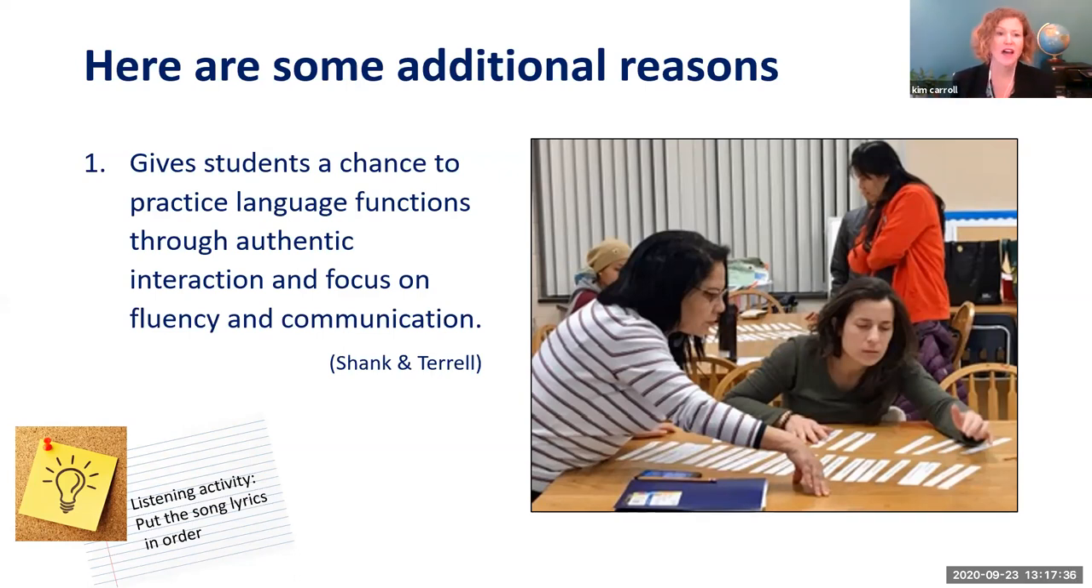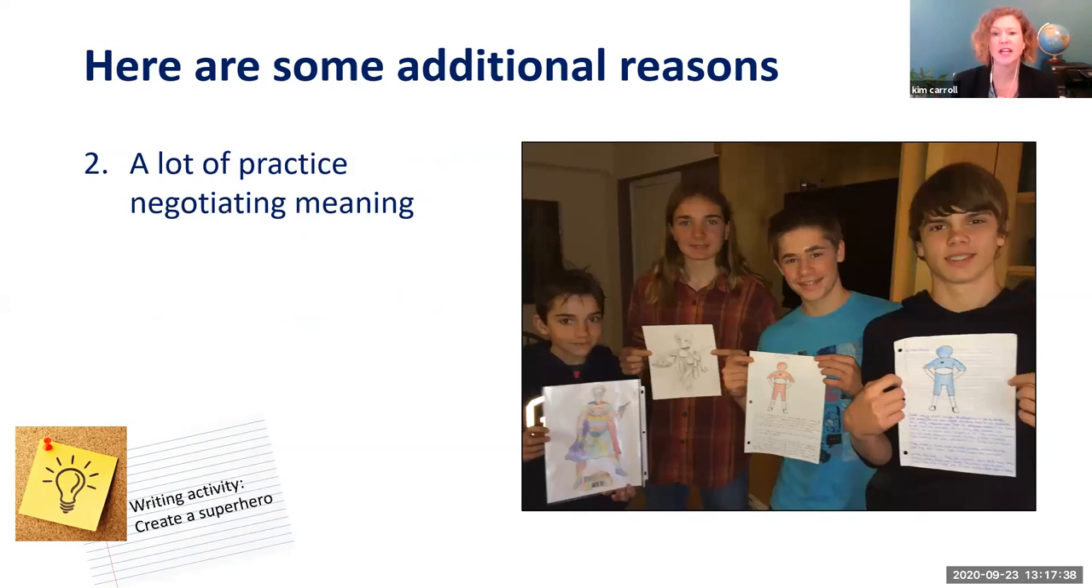Second, there's a lot of practice in negotiating meaning when students have to work in groups. In this group project, my teenage students had to create their own superhero, and they had to work together to create the character, even the outfits. You can see some pretty amazing drawing there. And what's the superpower? What's the weakness? And they had to write the backstory of the superhero. So how did they find out they were super, and all of the things associated.